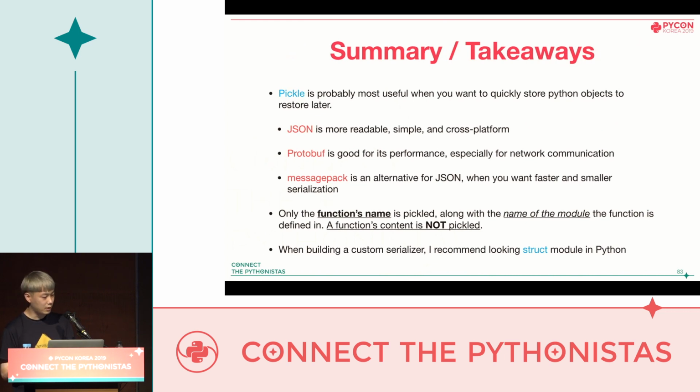For a summary, pickle is probably most useful when you want to quickly store Python objects and restore them later. JSON is more readable, simple and cross-platform, while Protobuf is good for performance, especially for network communication. And MessagePack is an alternative to JSON when you want faster and smaller serialization. And to note, only the function's name is pickled along with the name of the module the function is defined in, and the function content is not pickled at all. And when you're building a custom serializer, I would strongly recommend looking at the struct module, because that packs Python objects into C structs in byte arrays.